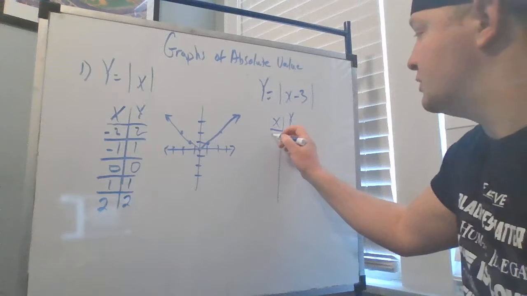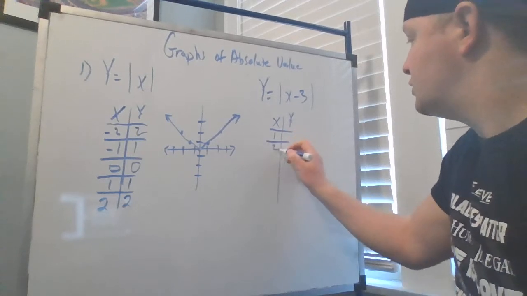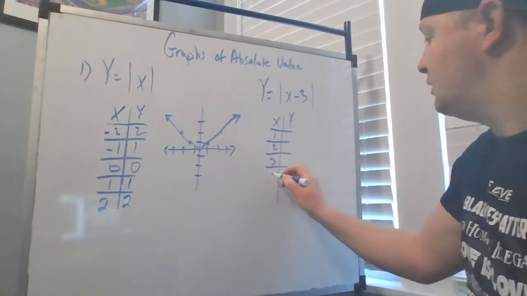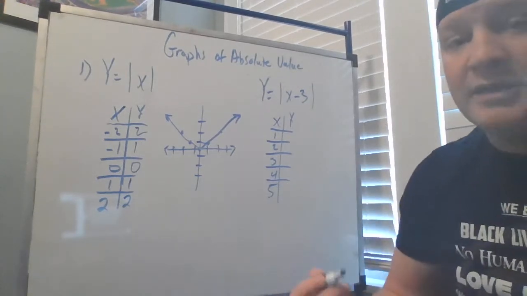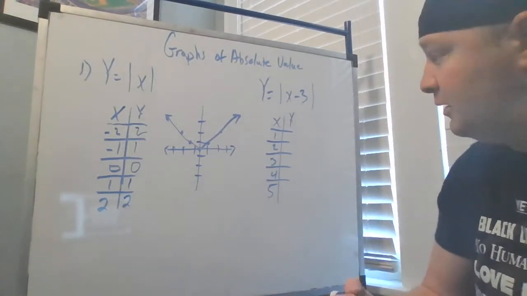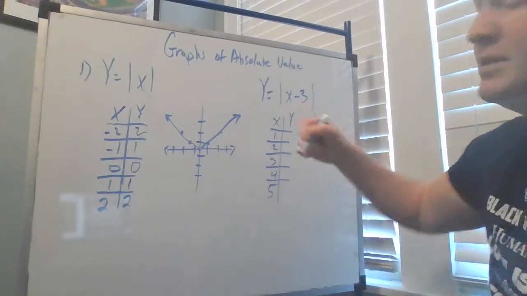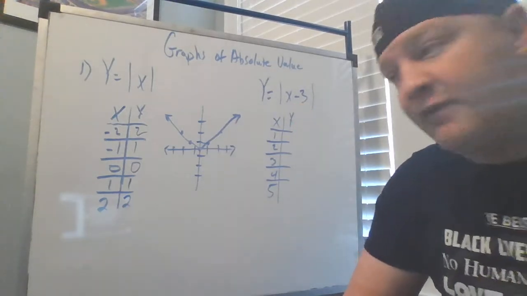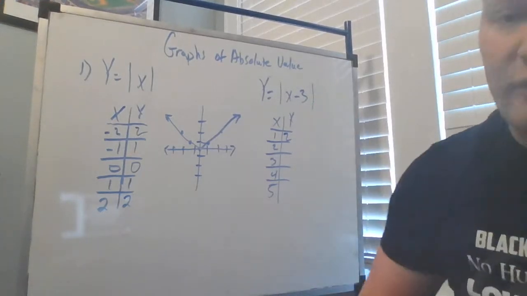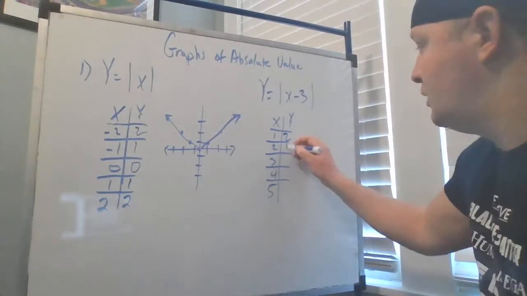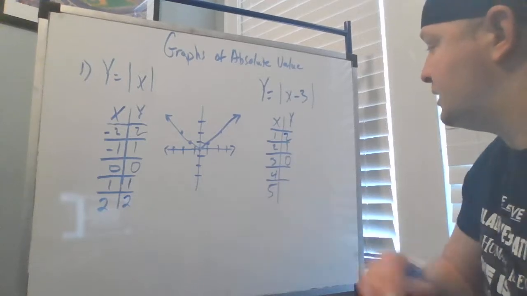So 2 below 3 is 1, 2, 3, 4, 5. This will always help you guys create your V. This is how you always do it. So now 1 minus 3 is -2. Absolute value of -2 is 2. 2 minus 3 is -1. Absolute value of -1 is 1. 3 minus 3 is 0, so that's 0.